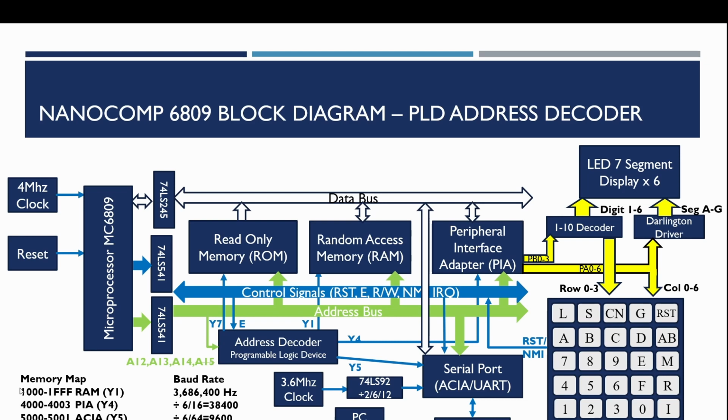So in previous videos, you'll remember we've got the 1000 range for the RAM, which is known as signal Y1, the peripheral interface adapter at 4000 Y4, the serial port or asynchronous communications interface adapter at Y5, and then the ROM is at the top of the 32K address space that we're using, from 7000 up to 7FFF.